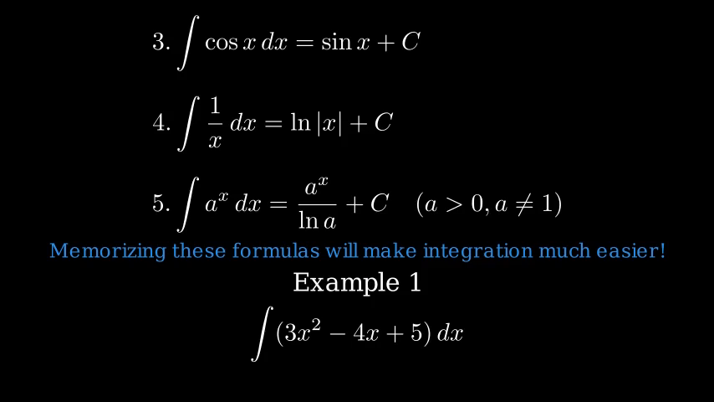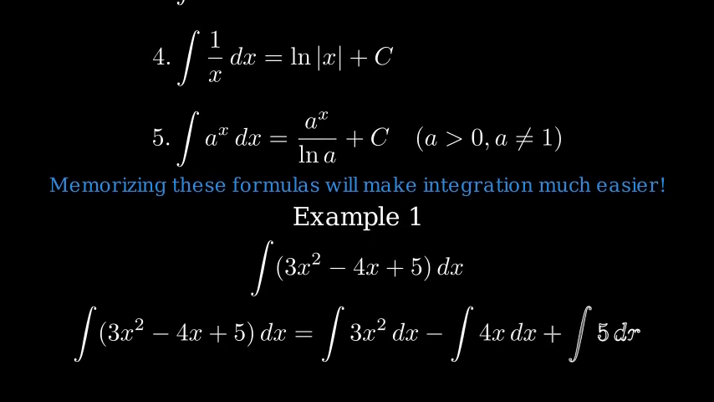Example 1. Find the integral of the expression 3x squared minus 4x plus 5 dx. Step 1. We'll use the sum and difference rule to split this into separate integrals. The integral of 3x squared minus 4x plus 5 dx equals the integral of 3x squared dx minus the integral of 4x dx plus the integral of 5 dx.